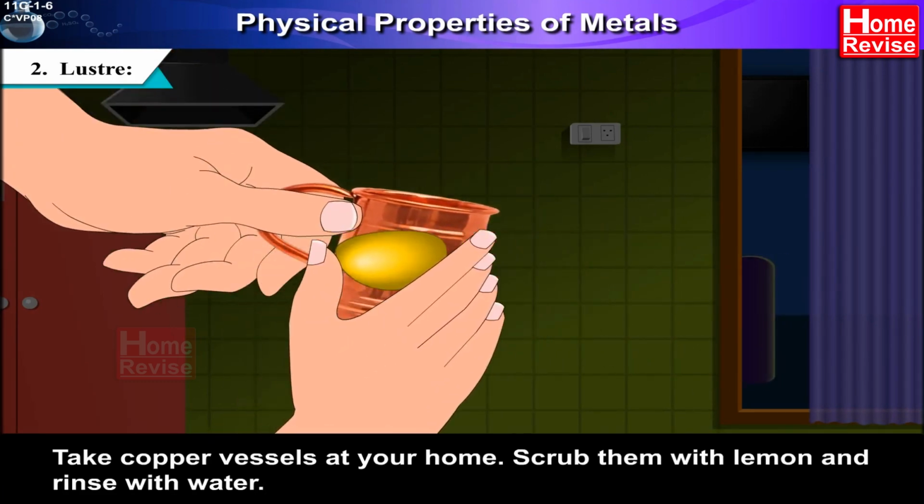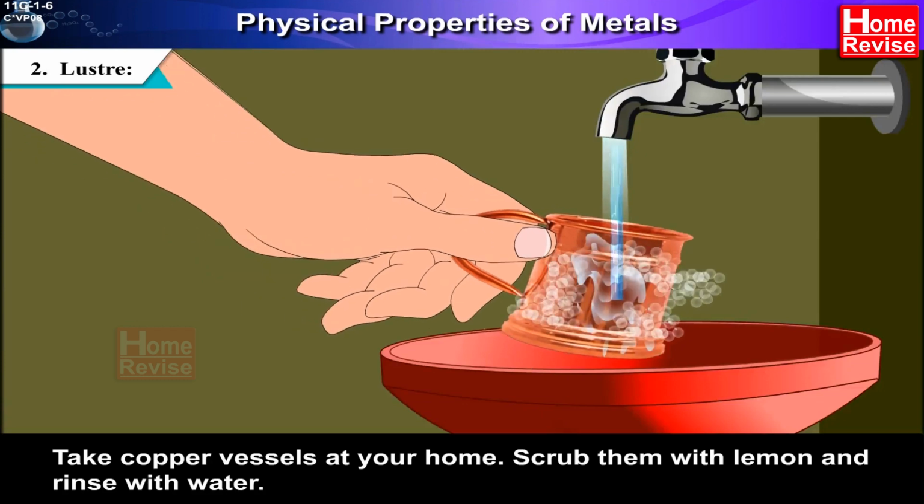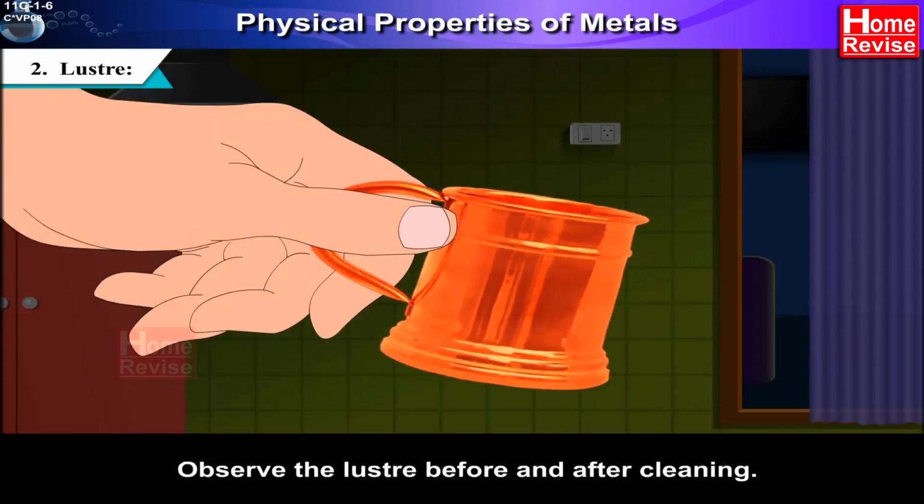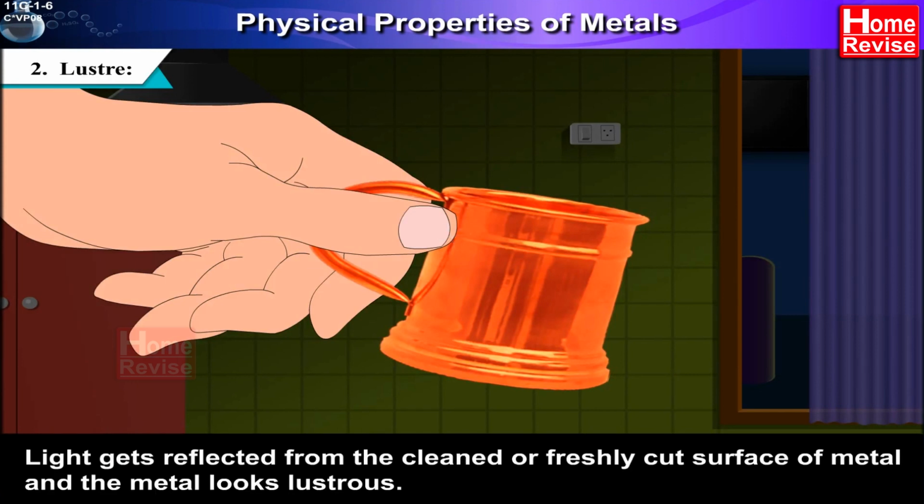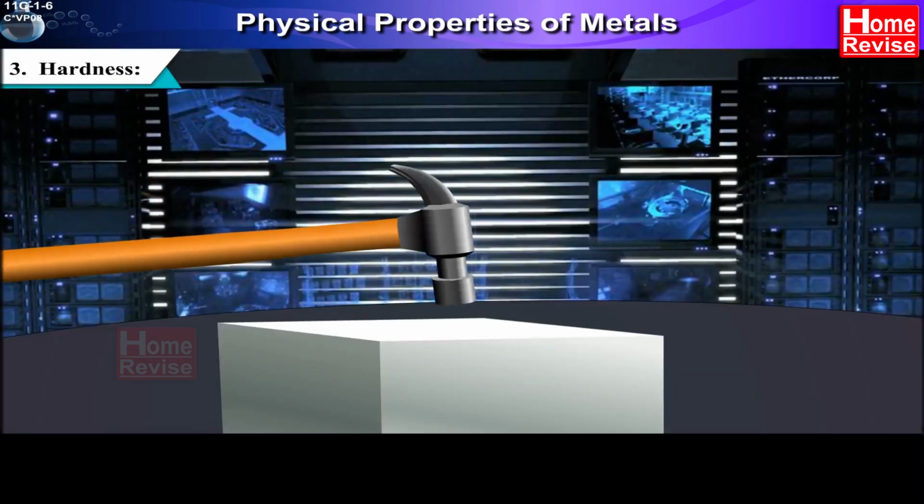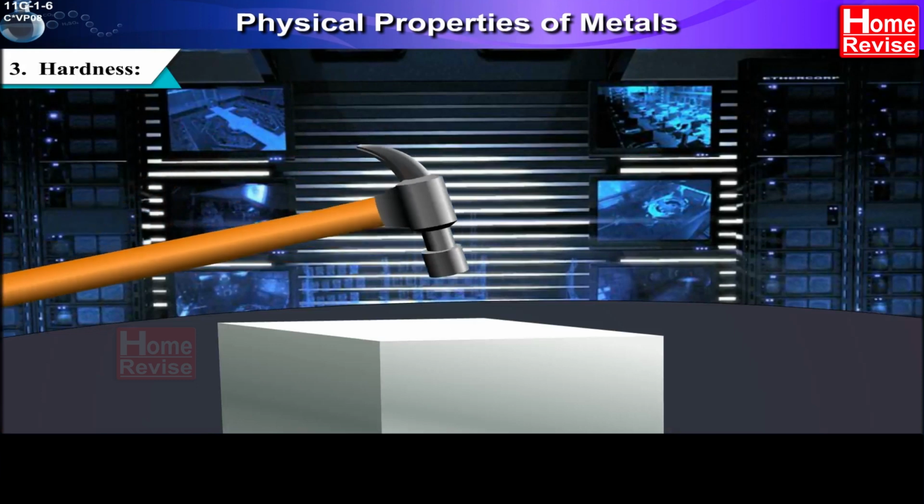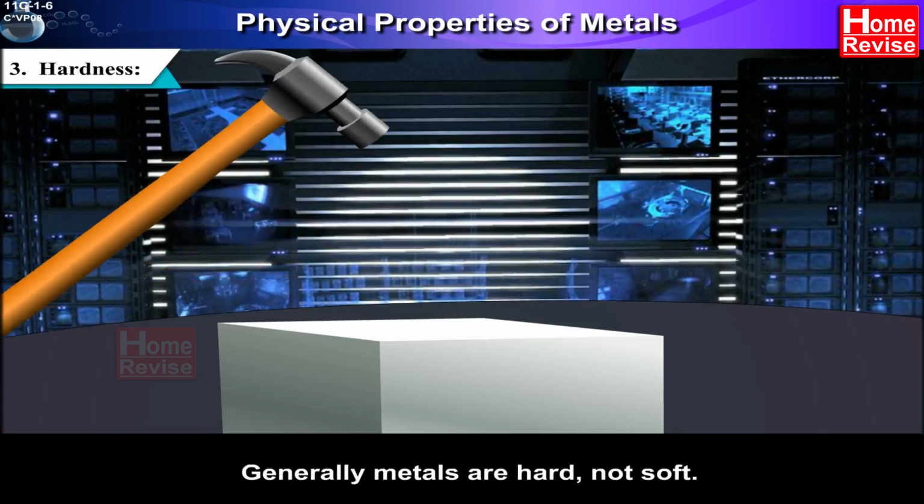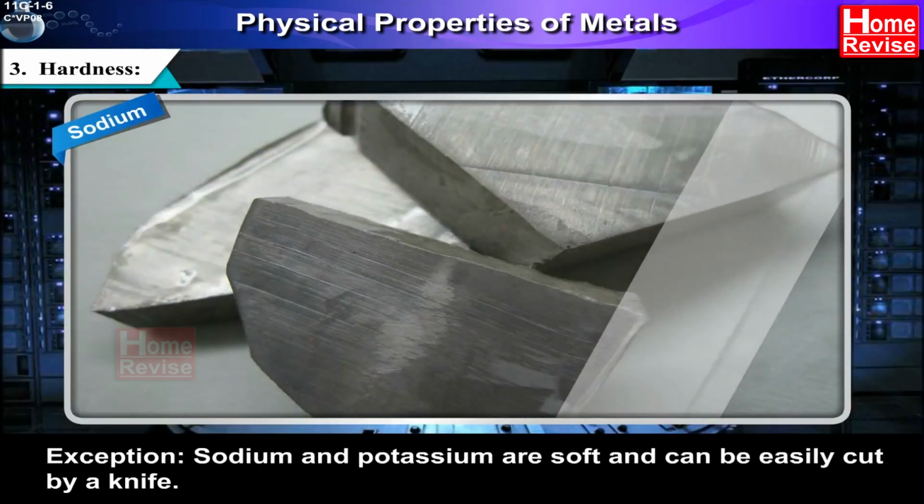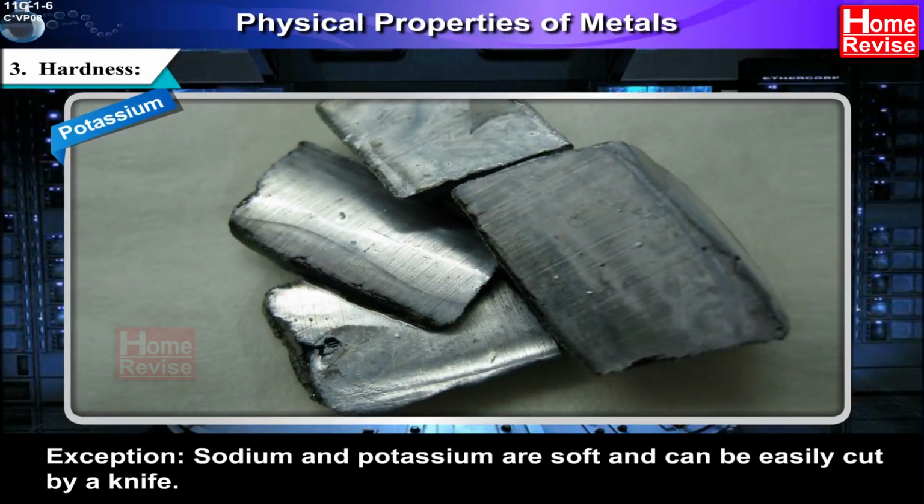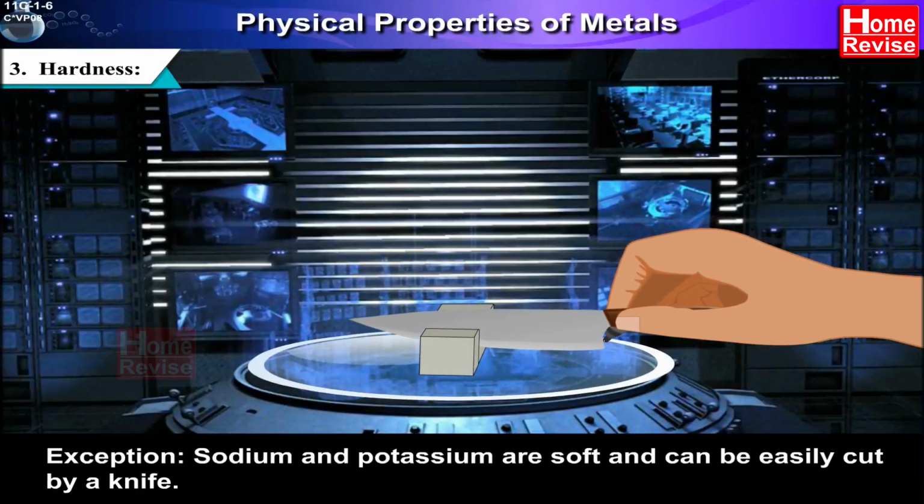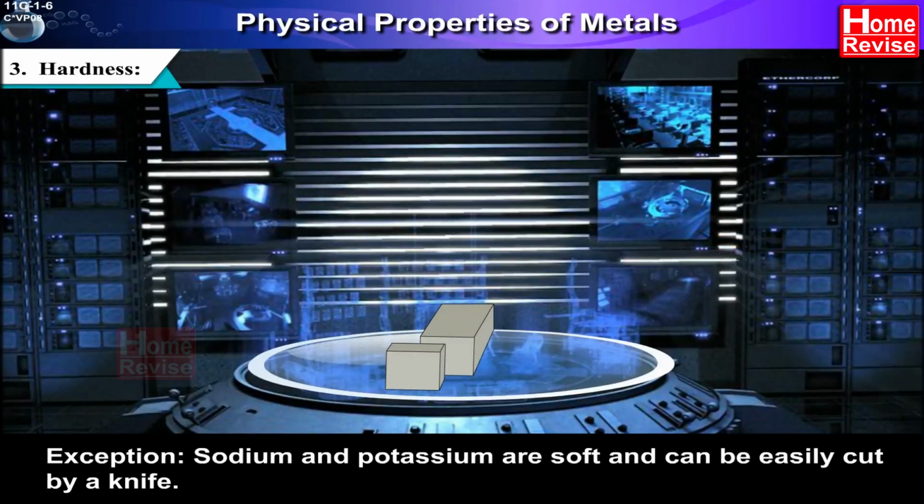2. Luster. Take copper vessels at your home. Scrub them with lemon and rinse with water. Observe the luster before and after cleaning. Light gets reflected from the cleaned or freshly cut surface of metal and the metal looks lustrous. 3. Hardness. Generally, metals are hard, not soft. Exception: sodium and potassium are soft and can be easily cut by a knife.